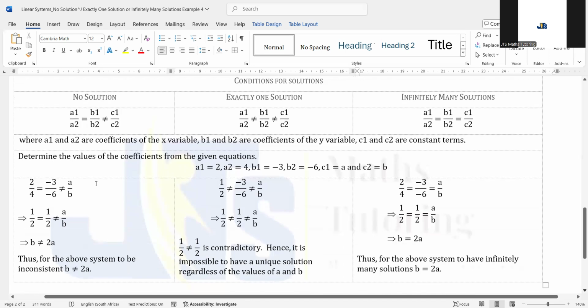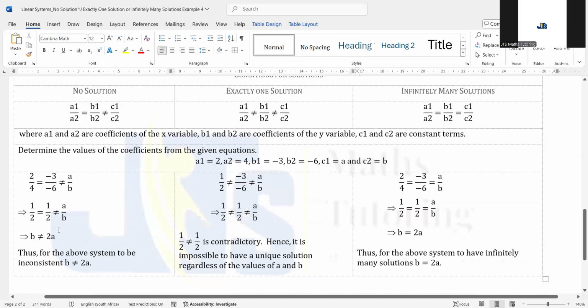We can see, just like what we saw earlier on, that for this system to have no solution, you can see here, half is not equal to half, which is not true. So it's actually a contradictory statement. Therefore, this system is not going to have a unique solution for any A and B.